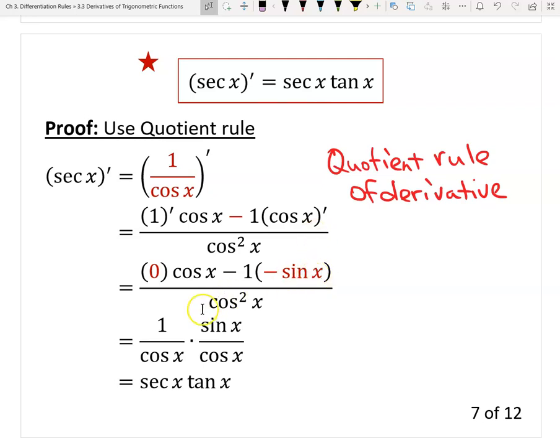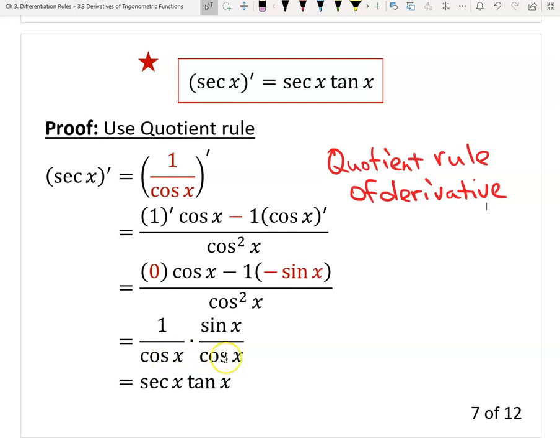The derivative of cosine x is negative sine x. Now we plug in. The first term disappears, and the second negative goes to positive. So what do we get? On the top we have sine x, and on the bottom we have cosine squared. You already get it. However, we simplify a little bit to make it the same as the formula. We just separate it into two fractions: the first fraction is 1 over cosine, and the second is sine over cosine.